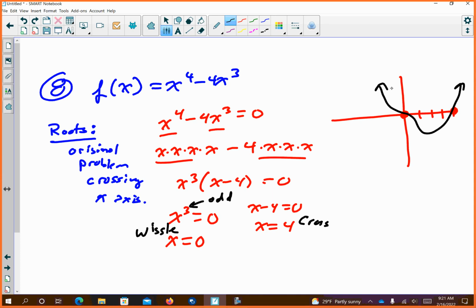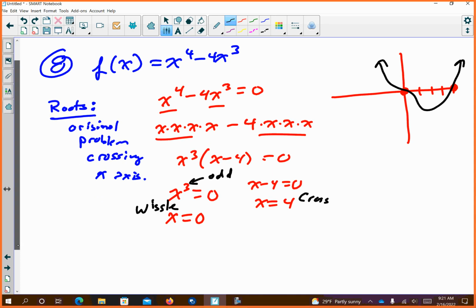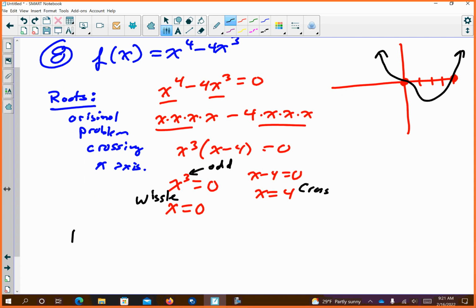Okay. Then we want to do an F prime chart. So they want us to do an F prime chart. So what I'm going to do is take the derivative. So I'm going to go F prime at x. And I know that I have 4x to the third minus 12x to the second. Okay. So check to see if we could factor this.